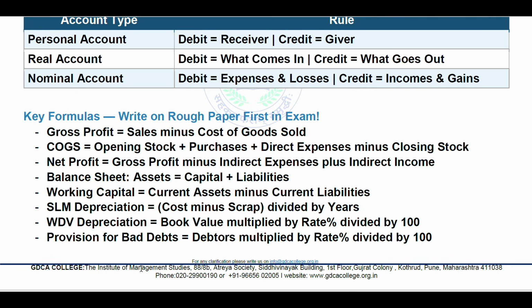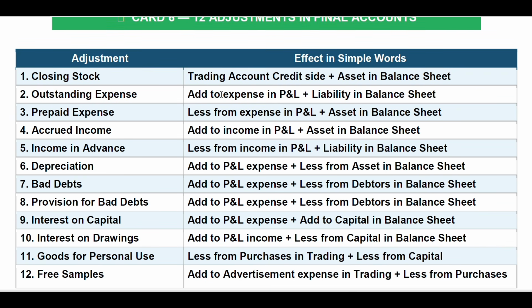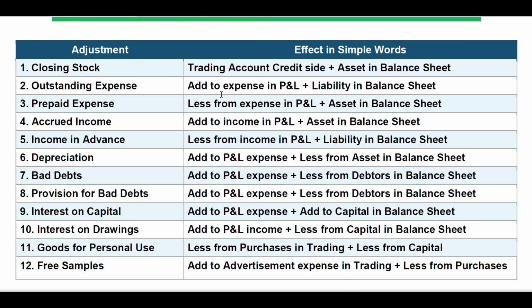WDV, written down value depreciation, is equal to book value multiplied by rate in percentage divided by 100. Then provision for bad debts is equal to debtors multiplied by rate in percent divided by 100. So these are the most useful formulas to solve all account problems. Then card number 6, 12 adjustments in final accounts. This is a very important card for you to remember or recall all the adjustments. There are 12 adjustments in accounts.